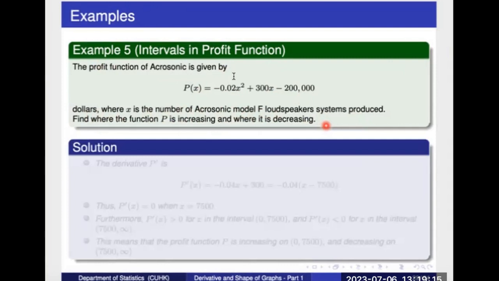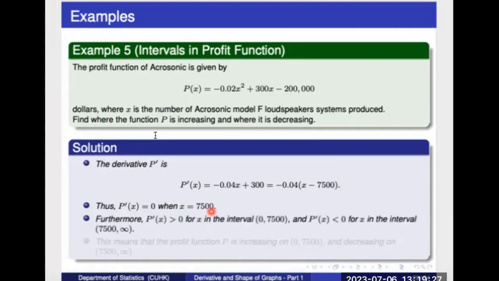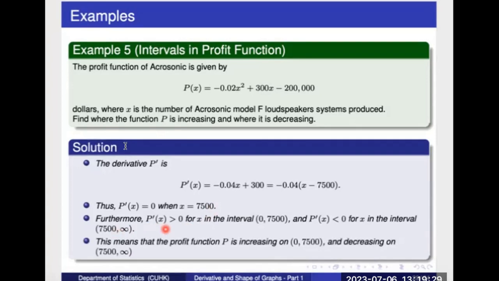To do this, we need to find the derivative of P, which is P prime of x equals negative 0.04x plus 300 equals negative 0.04 times x minus 7,500. The derivative has one zero at x equals 7,500. This is the critical point that divides the real line into two regions, 0 to 7,500 and 7,500 to positive infinity. We need to pick test points from each region to see if the derivative is positive or negative.